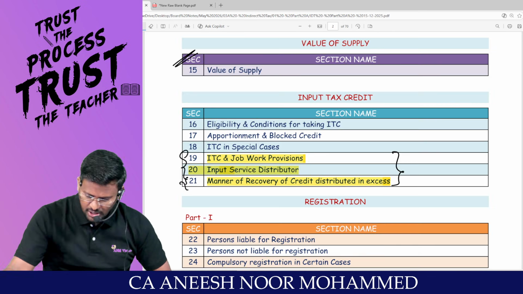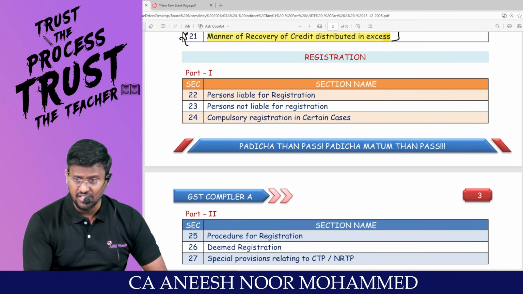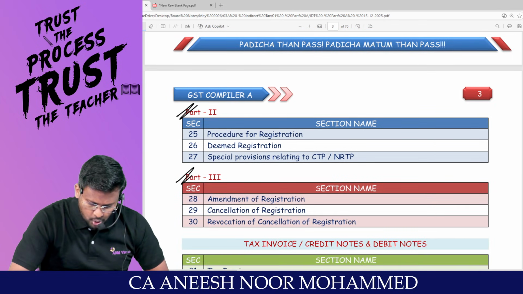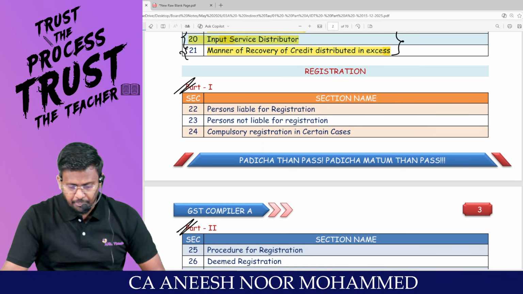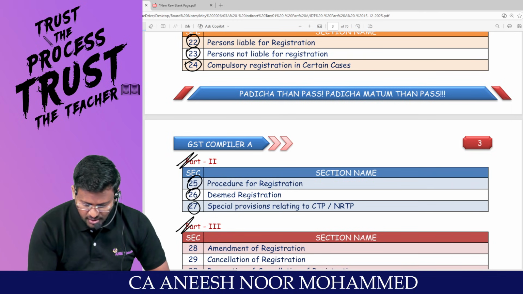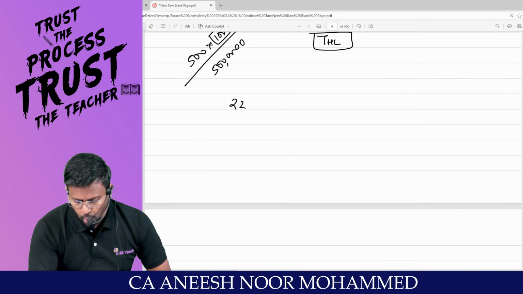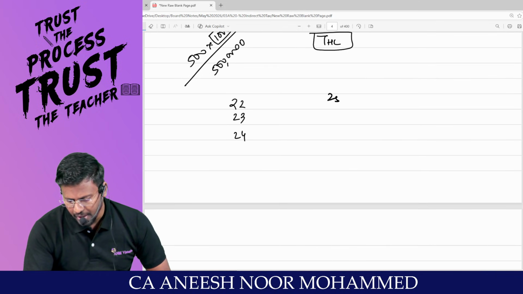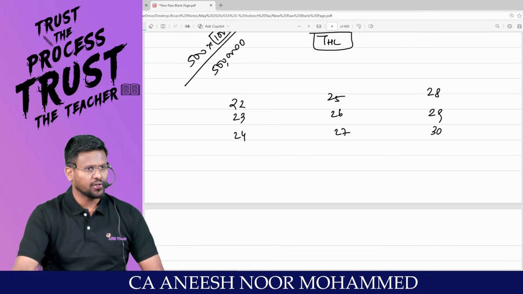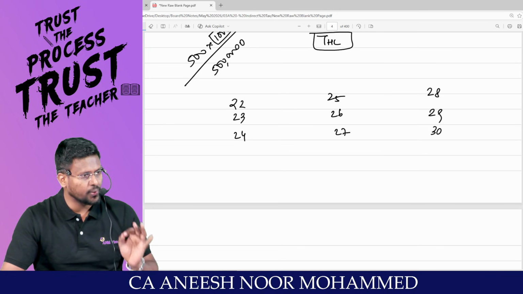So the next chapter we are going to talk about is registration. So many sections are there. We are classifying them as part number 1, part number 2, and part number 3. Part number 1: section 22, 23, 24, 25, 26, 27, 28, 29, 30. Repeat once again. 22, 23, 24, 25, 26, 27, 28, 29.